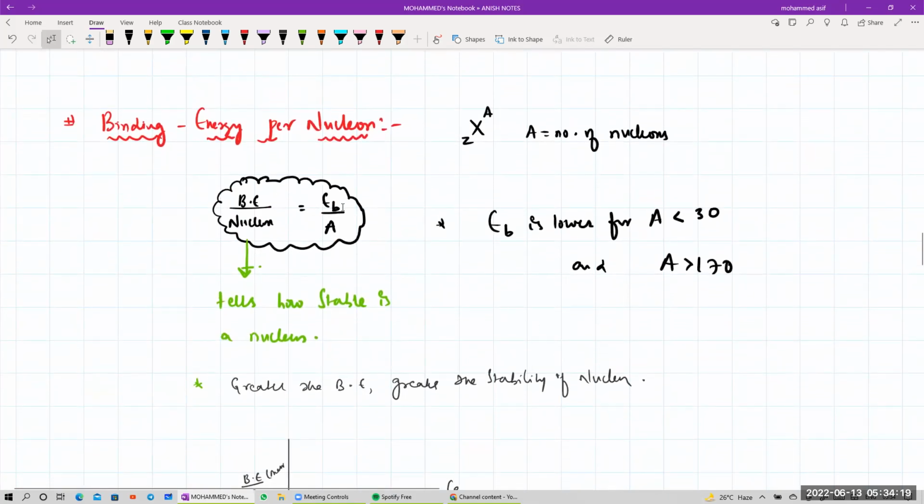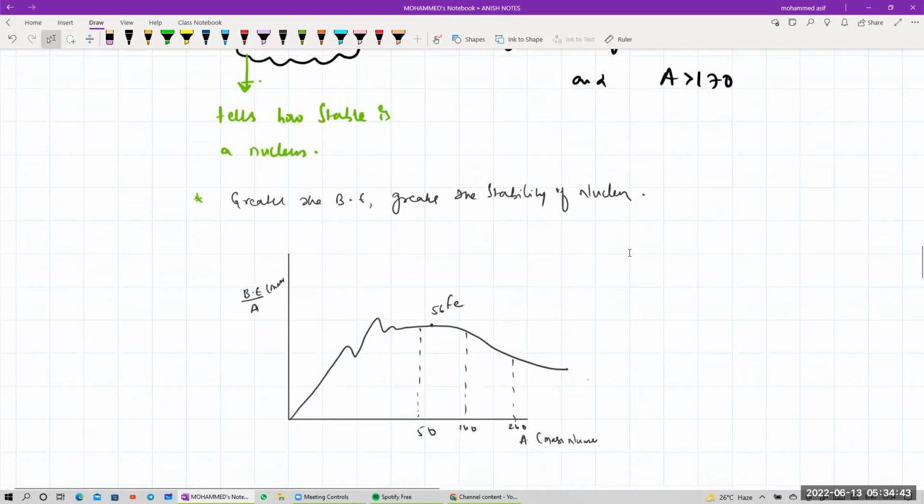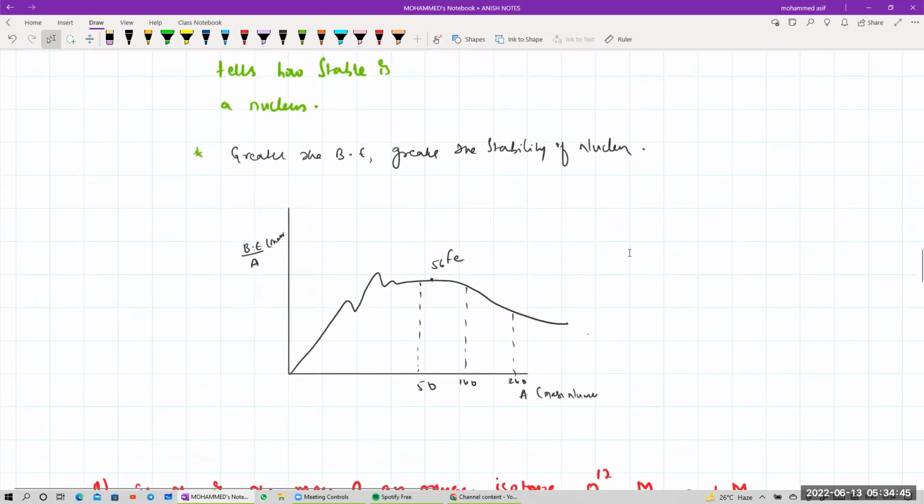So, binding energy per nucleon. Binding energy per nucleon means binding energy per atomic mass. It tells how stable a nucleus is, isn't it? Binding energy is low for all the elements whose mass number is lesser than 30. And all the elements whose mass number is greater than 170 also have lower binding energy. Okay? So greater the binding energy, greater will be the stability of the nucleus.